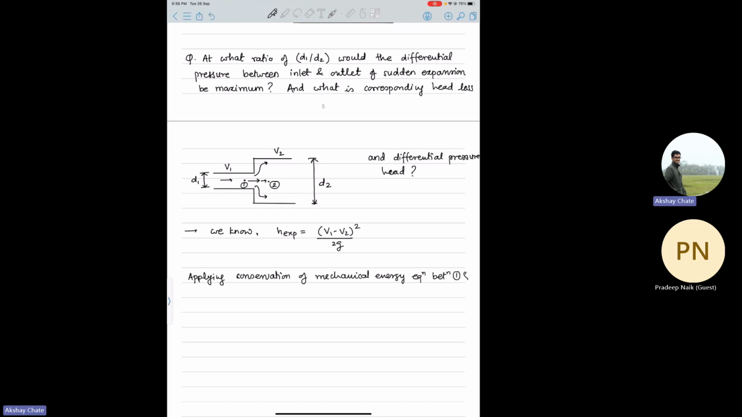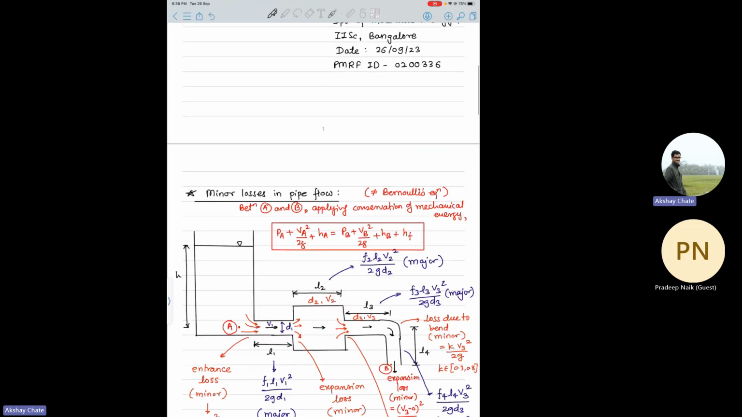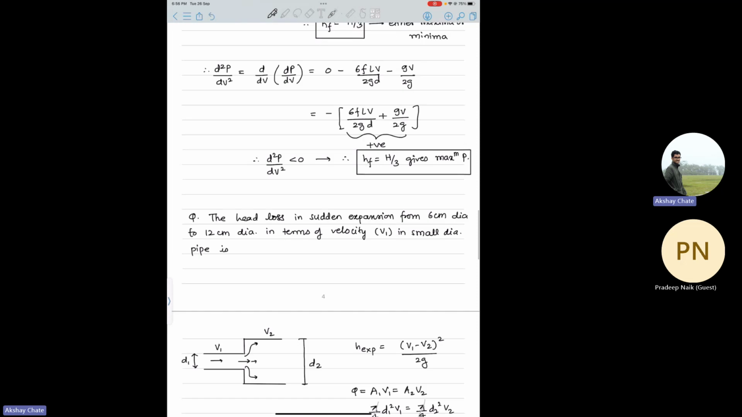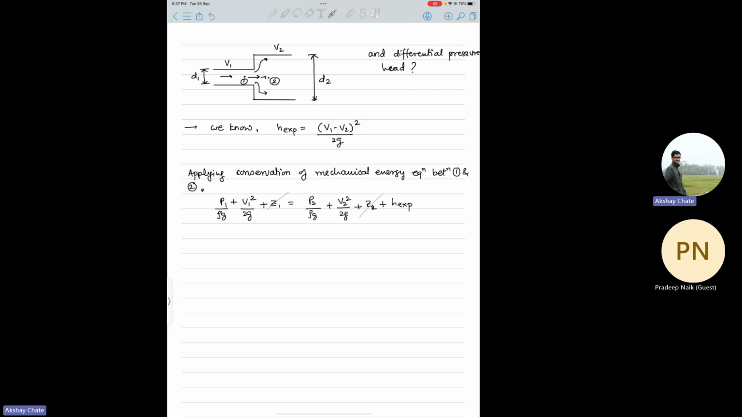Between 1 and 2, so what do you get? There will be some pressure at one, then there will be some velocity head. So it is P by rho g, otherwise the units won't match. Everything is in terms of heads, right? So therefore it should be P by rho g. Same thing here also. You take P1 by rho g plus V1 square by 2g plus some datum Z1, equal to P2 by rho g plus V2 square by 2g plus Z2 plus the expansion loss. Now we know that these two points are at the same datum height, so Z1 and Z2 will cancel off.